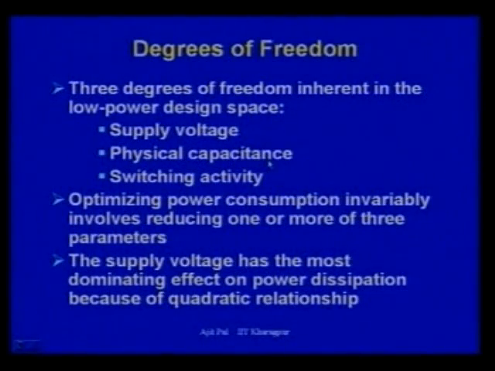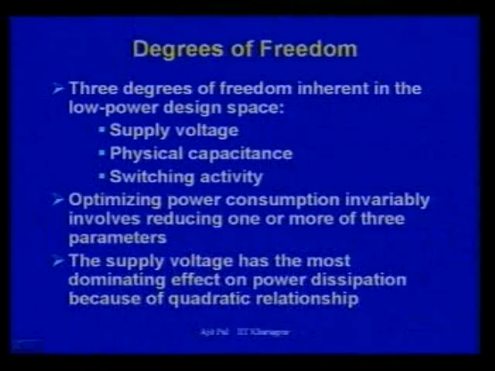Then physical capacitance CL, as I have told, then switching activity, that is alpha. So these are the three parameters which you can minimize. That means optimizing power consumption invariably involves reducing one or more of these three parameters. And supply voltage has the most dominating effect on power dissipation because of the quadratic relationship. As we have seen, short circuit power dissipation is also proportional to VDD square.